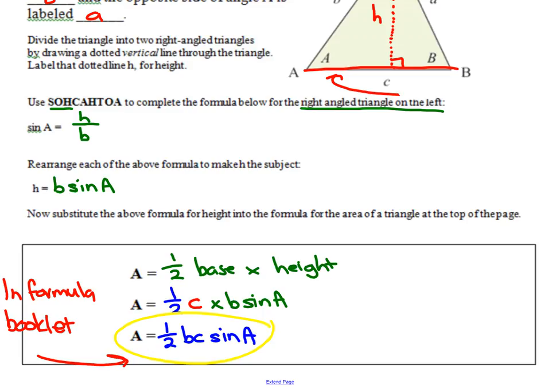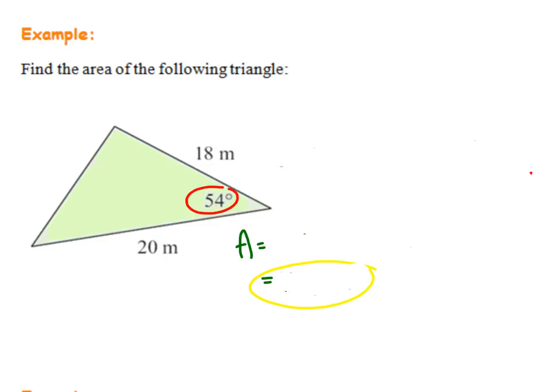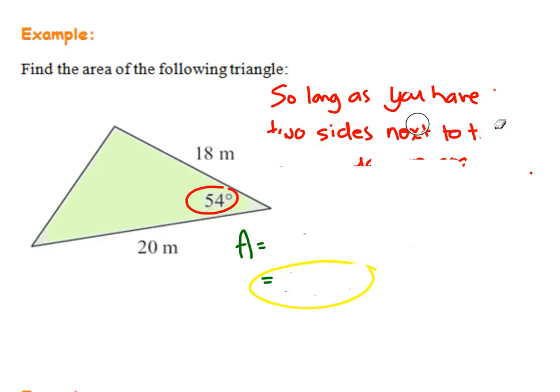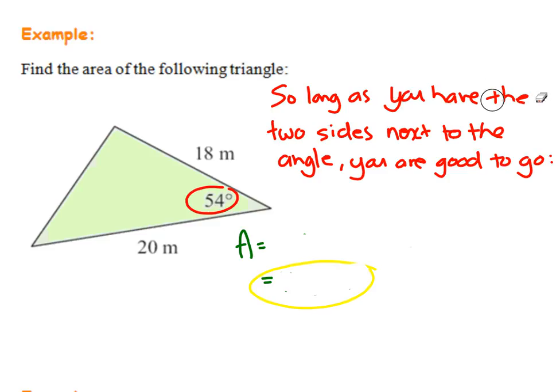So find the area of the following triangle. What's important is, you could label capital A, capital B, capital C, and label all the sides as well. But as I've written here, the most important thing is, so long as you have two sides, either side of the included angle, you're good to go. So that's a little tip. So long as you have the two sides next to the angle, you're good to go. So this one, we've got the angle in the middle of two sides. So just go straight into plugging into the formula if you like.